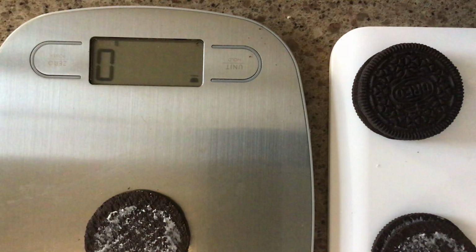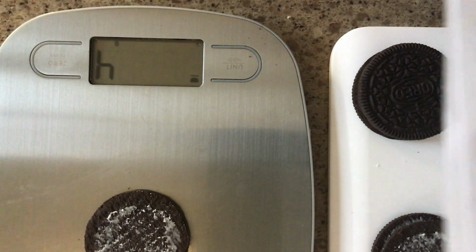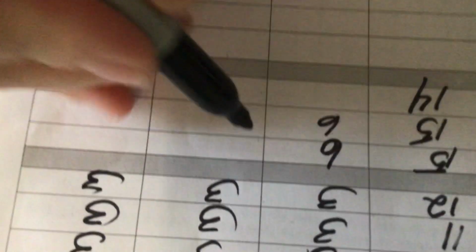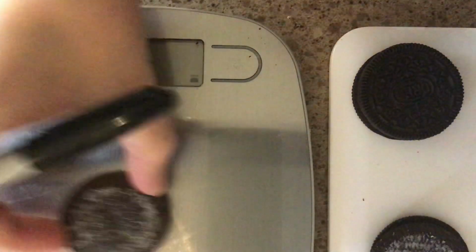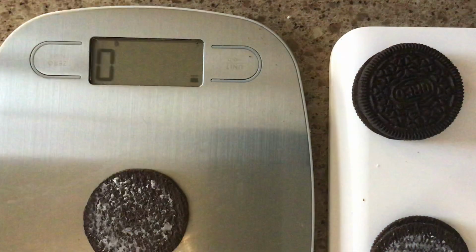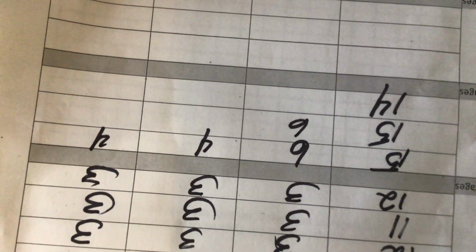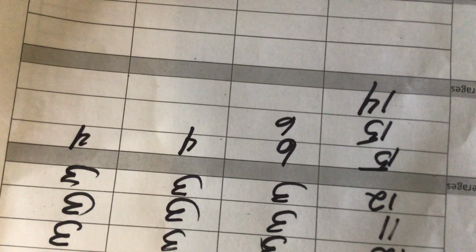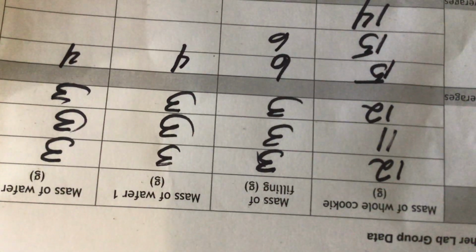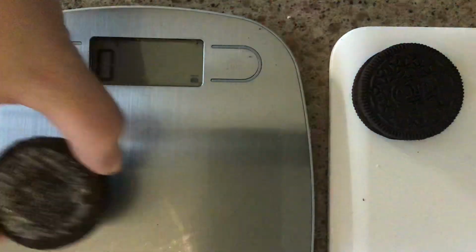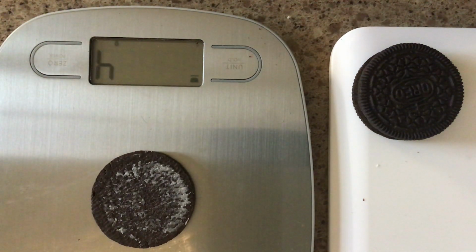So first wafer, 4. Make sure it's 0. Second wafer, 4. Okay. So right off the bat, it's a little bit closer to 15. 6 plus 4 plus 4. It's closer than 9 is to 12. So, again, a little bit of error, but we are using a kitchen scale.